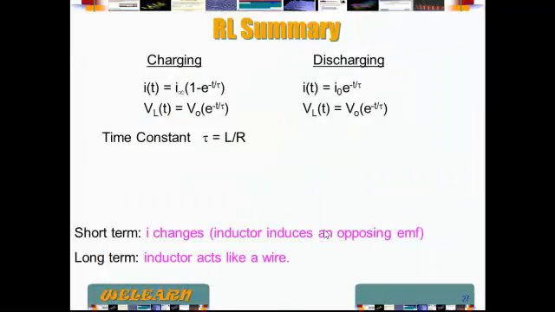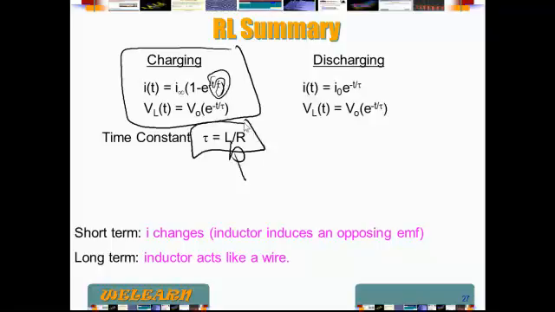So in summary, for charging, this is what we have. The time constant is very much what's in the exponent of the exponential. It has to be exponential minus t over tau. So the exponent gives us the time constant as L over R. For discharging, it's the same idea. I'm not going through the process, but I is going to be given by I0 exponential minus t over tau, because eventually there's going to be no current. And VL is going to be given by the same expression. There will be no voltage across the inductor eventually.